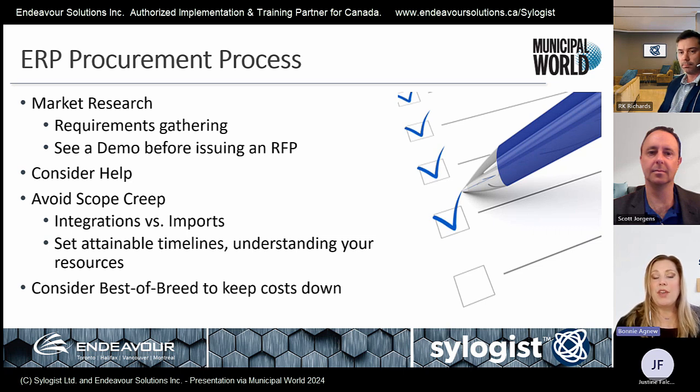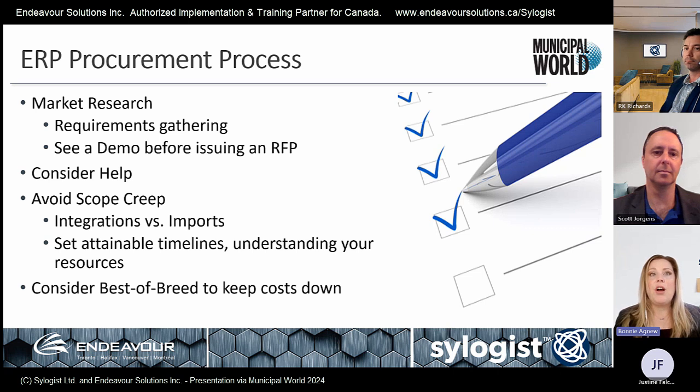And then another important thing to consider is to avoid scope creep. We see a lot of municipalities biting off more than one bite of the elephant at a time, if you will. So we're talking today about ERP core financials, and that can include municipal revenue modules like taxation and utilities, payroll, and then I really want you to consider if it's a solution where you should be integrating versus doing an import. So how do you keep things simple so that you're not overwhelming yourself and your team? Part of that too is to set attainable timelines and to understand your resources. And then finally, consider best of breed to keep your costs down.